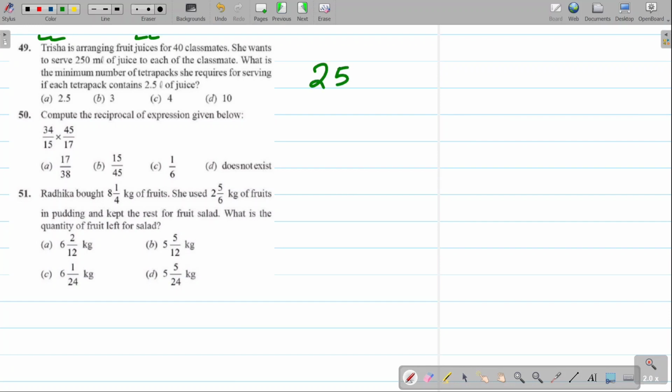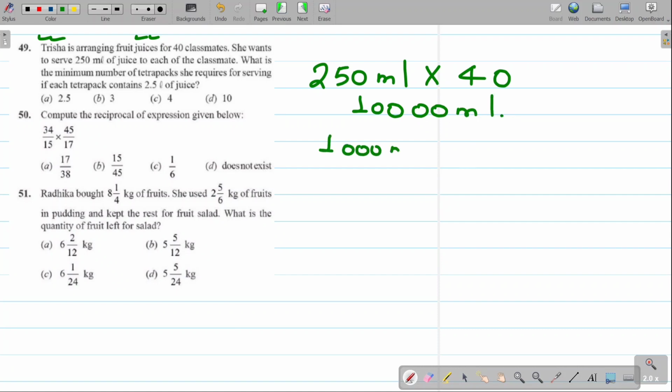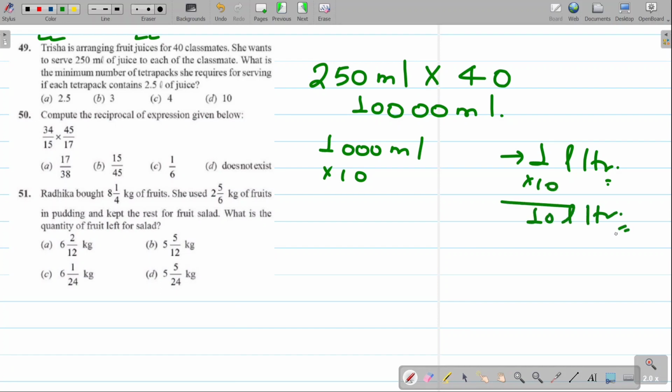250 ml is what each student will get. There are 40 such students, so 25 into 4 is 100. 2 more zeros makes it 10,000 ml. We know 1000 ml is 1 liter. So it is 10 times of this. So if we multiply 10 here, we need to multiply 10 here as well. So a total of 10 liters of juice is required.